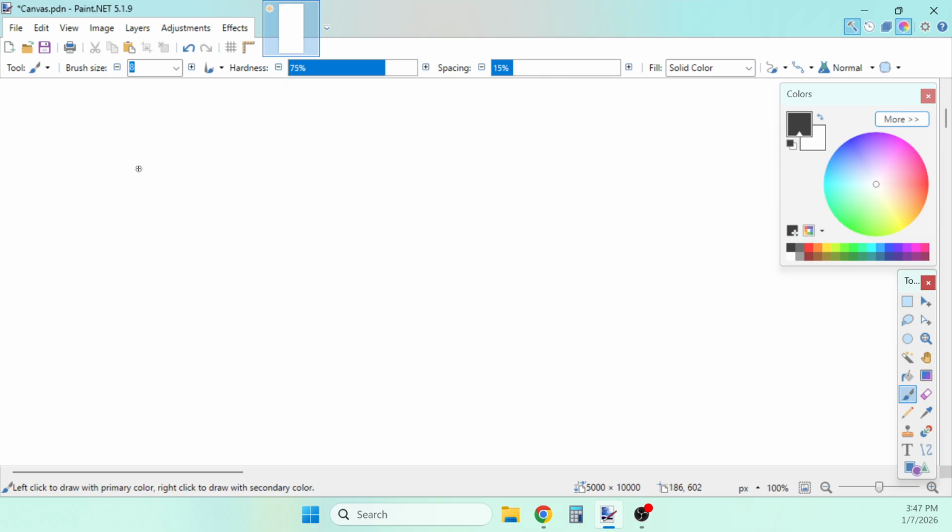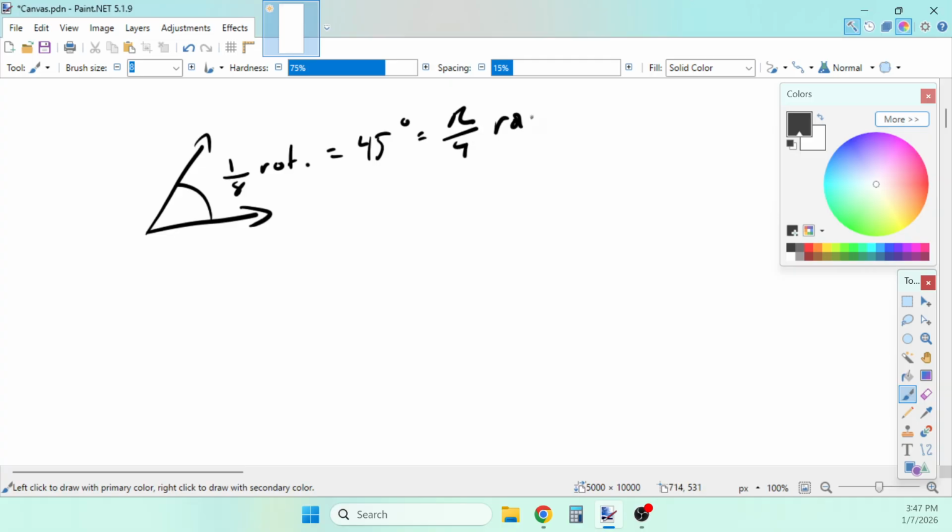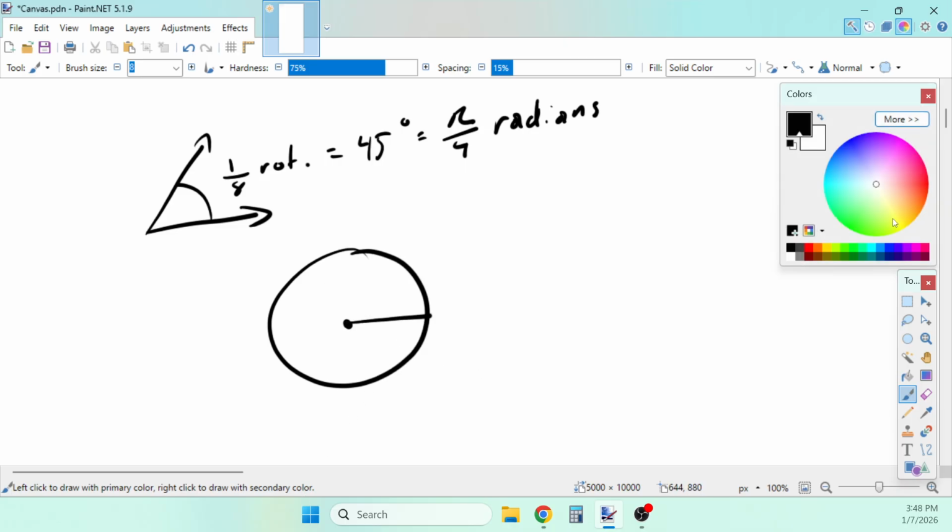We also can talk about just fractions of a rotation. So this angle might be 1/8 of a rotation, which is the same as being 45 degrees. Or here's the one that maybe we haven't seen before. This will be pi over 4 radians. And the way that we'll think of a radian is if we have a circle, this is the radius of a circle. That is the radius.